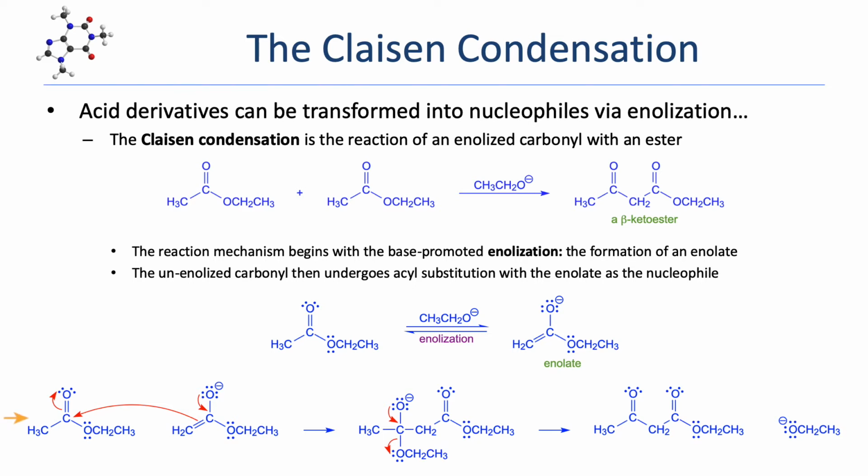In the first step, the enolate attacks the electrophilic carbonyl carbon of the ester, breaking the carbon-oxygen pi bond to give an alkoxide. In the second step, the carbon-oxygen pi bond is reformed, expelling the leaving group to give the final product. The Claisen condensation is an important reaction because it's one of the few that results in the formation of a carbon-carbon bond.